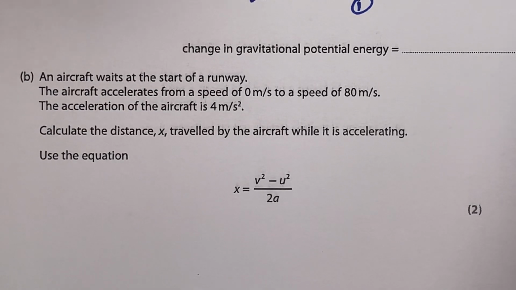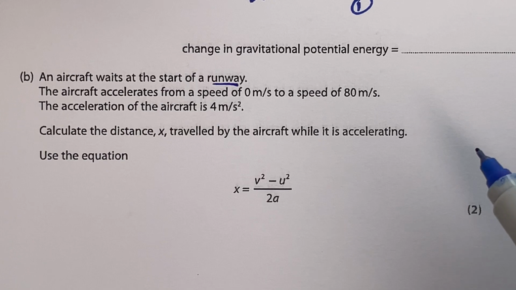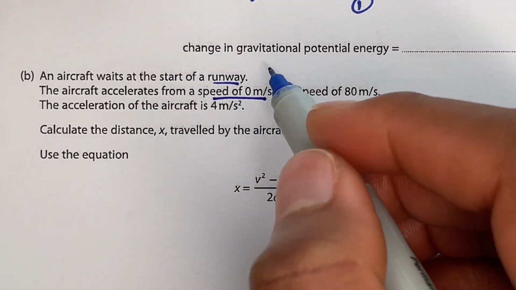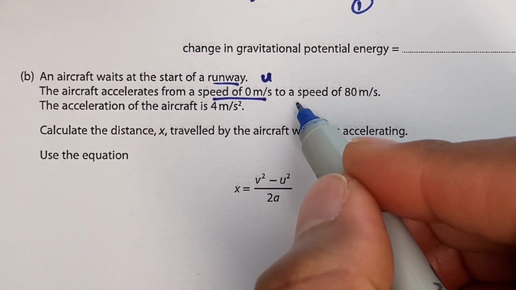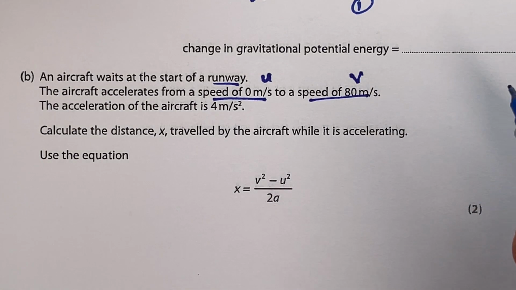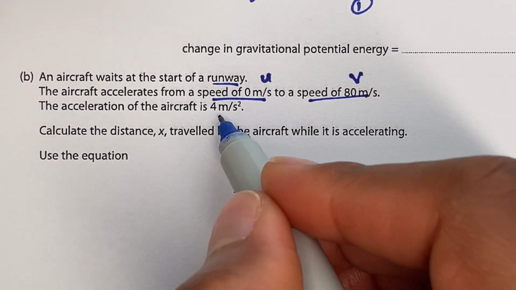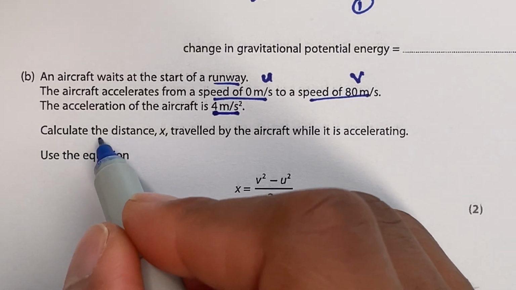An aircraft waits at the start of a runway. The aircraft accelerates from a speed of 0, so this would be my u, my initial speed, to a speed of 80, that's the final speed, v. The acceleration of the aircraft is 4 meters per second squared. Okay, calculate the distance x traveled.